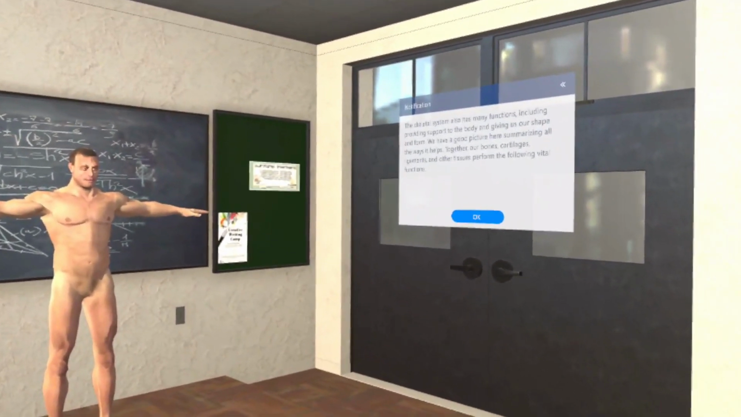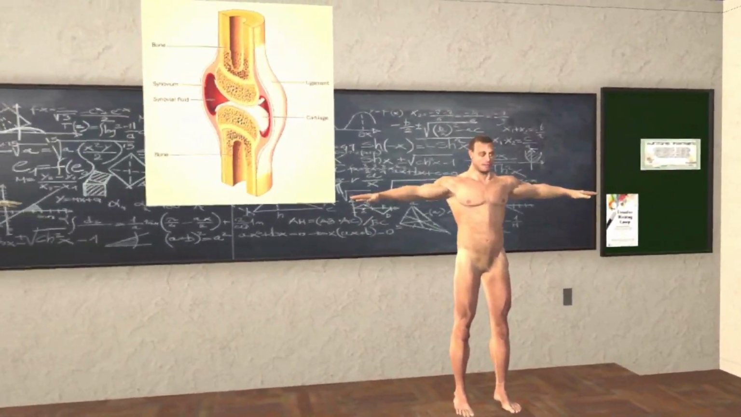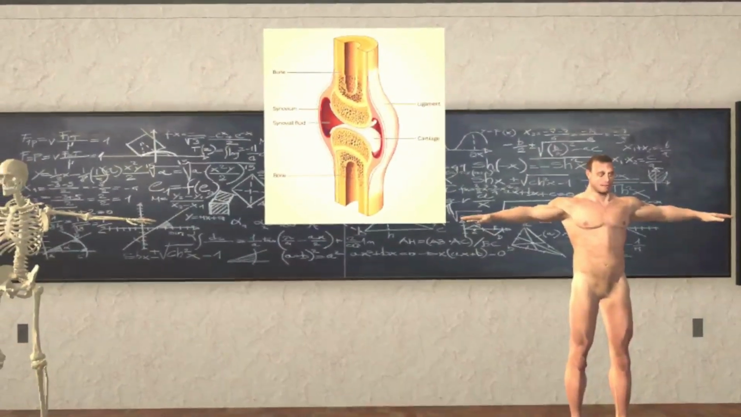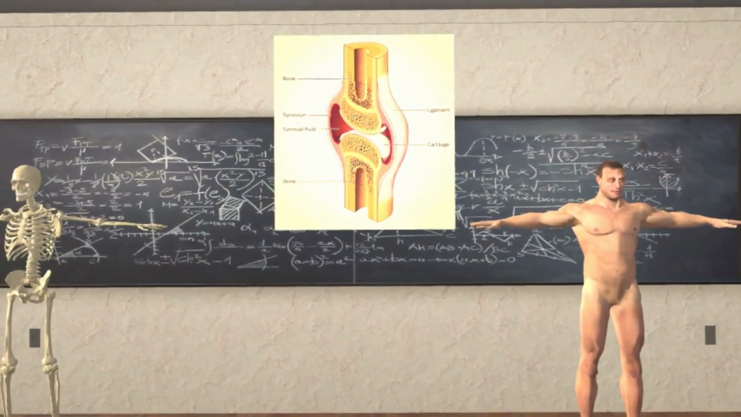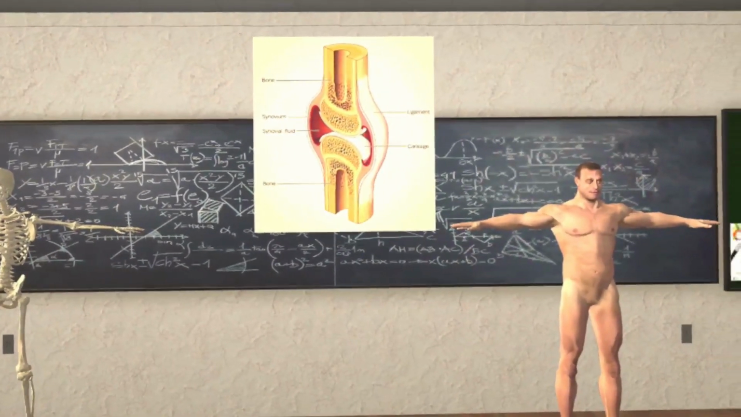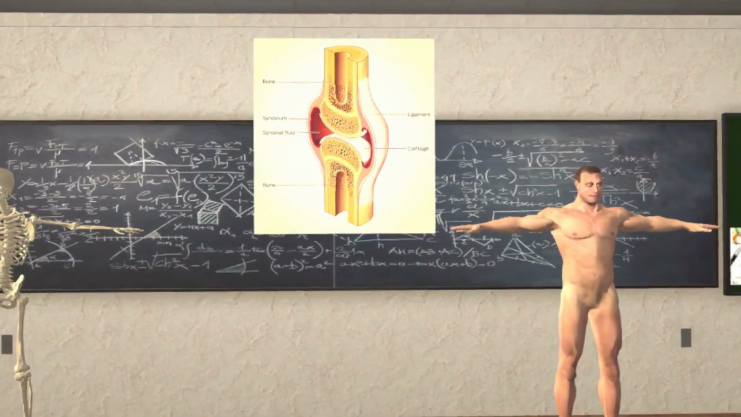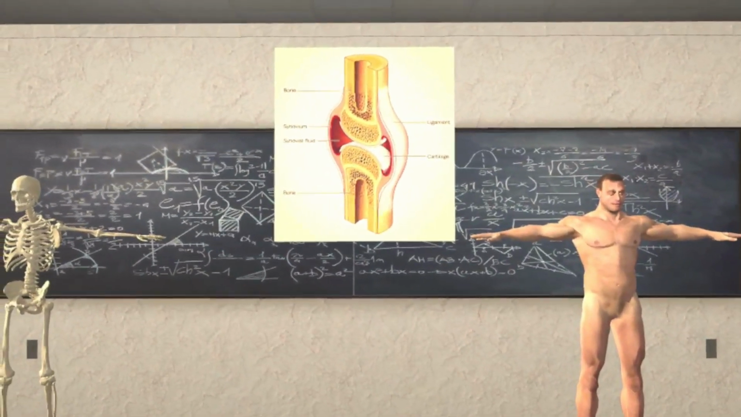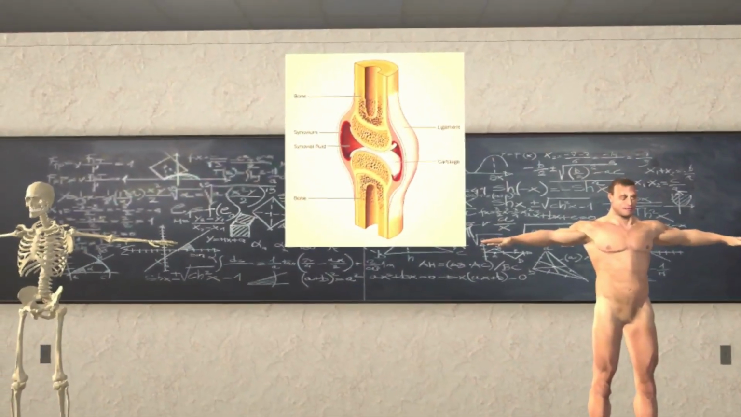The skeletal system also has many functions, including providing support to the body and giving us our shape and form. We have a good picture here summarizing all the ways it helps. Together, our bones, cartilages, ligaments, and other tissues perform the following vital functions.